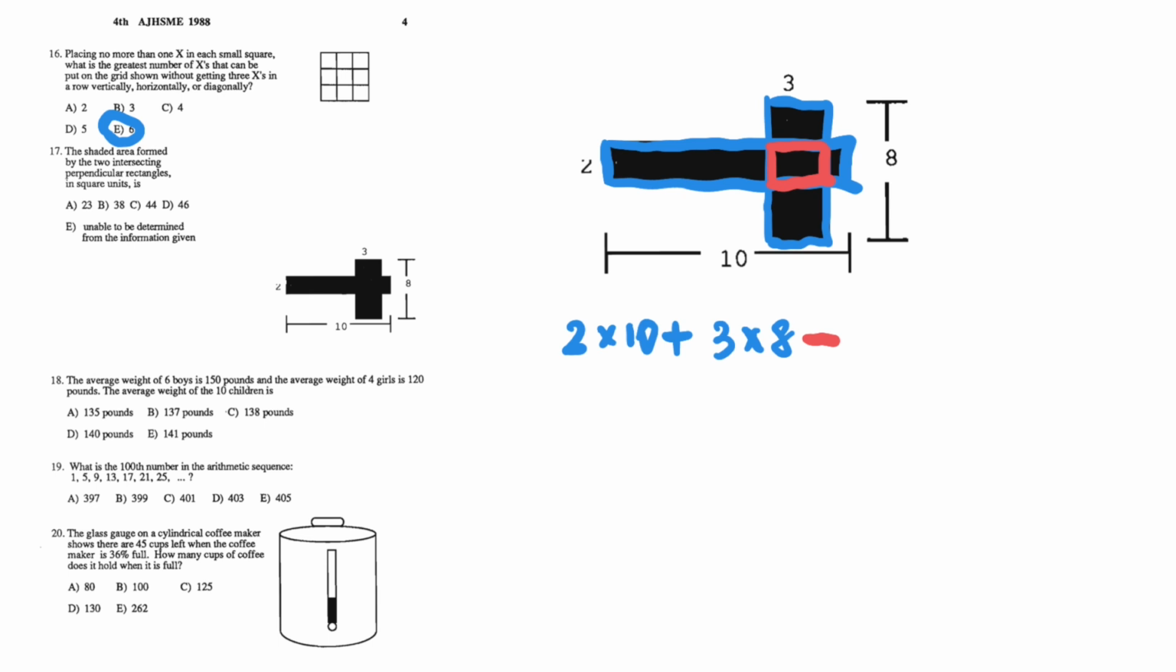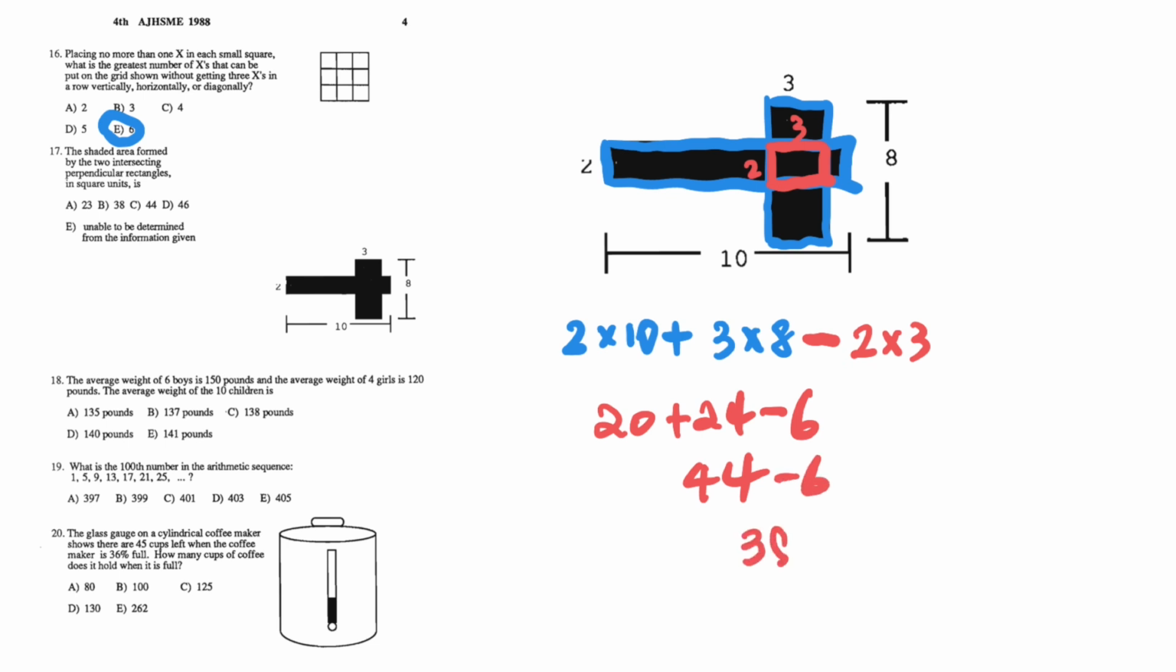For this overlapping part, the length is 3 and the width is 2, so the area is 2 times 3. Now that's 20 plus 24 minus 6. That's 44 minus 6, equal to 38. That's the answer B.